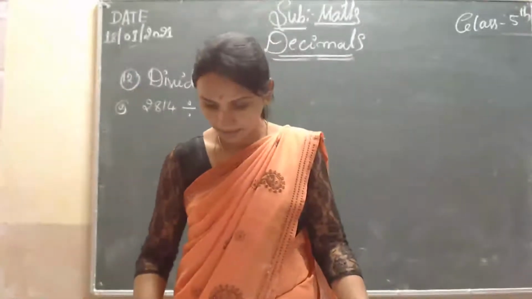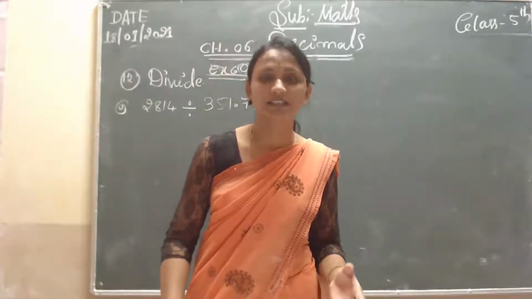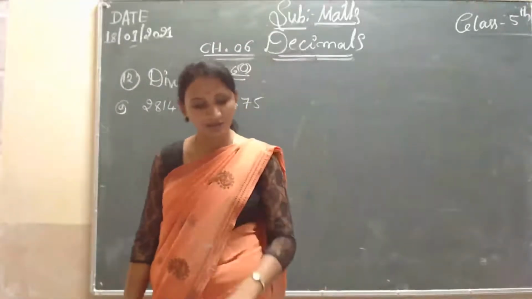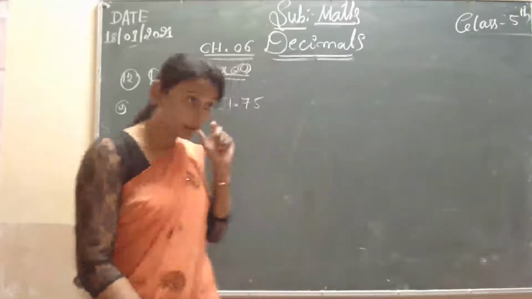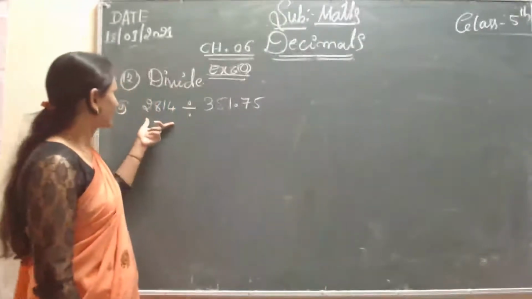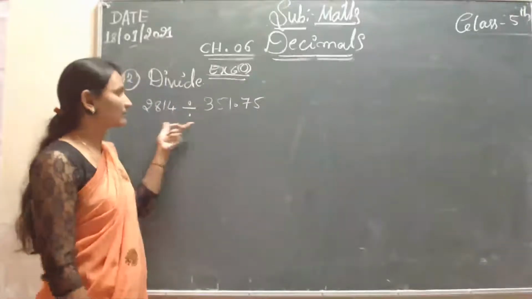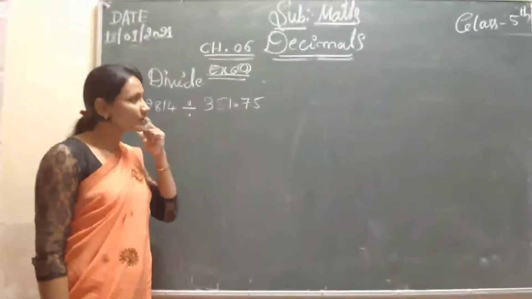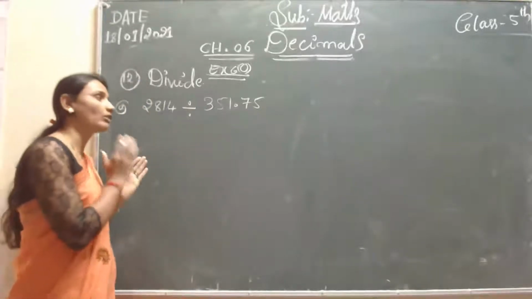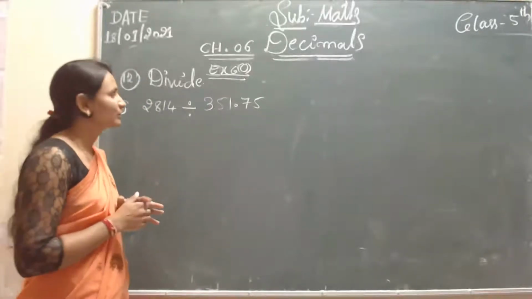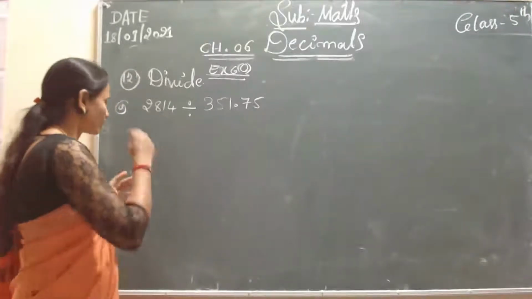Comparing 11th and 12th, this question is very different. The difference means first you have to convert the points. Here, this is the dividend and this is the divisor. The divisor is given with a point, but the dividend is not given with a point, so you have to write it as it is.